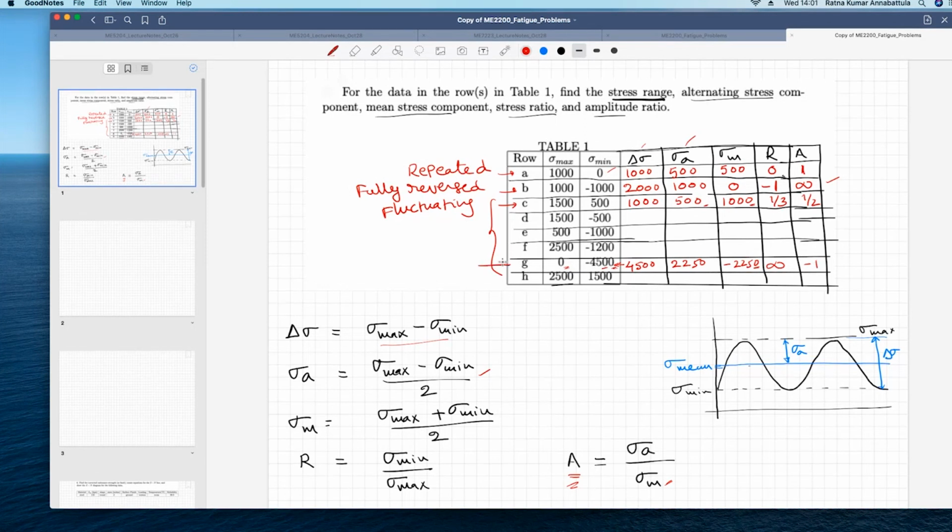Okay, so this is also not fully reversed, that alone is repeated loading. Not fluctuating. So here we can see that A and G are repeated loading. B is fully reversed loading. And remaining C, D, E, F, H are fluctuating loadings.